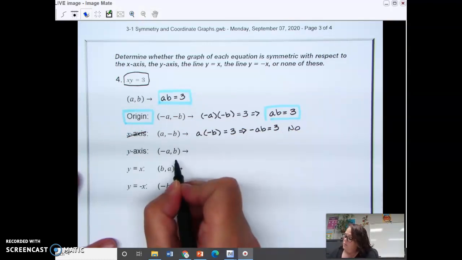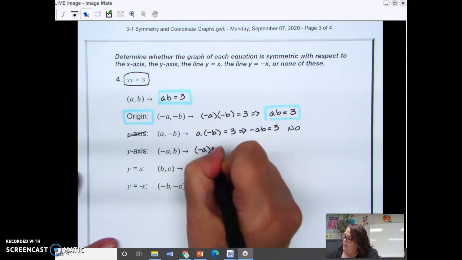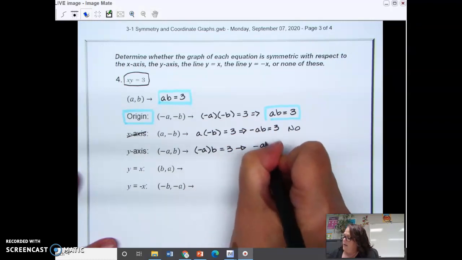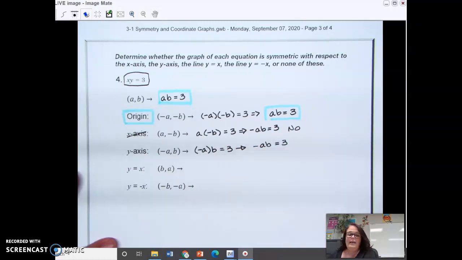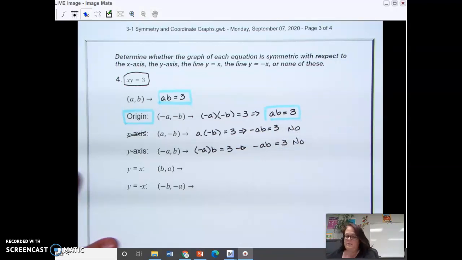Looking at the next one, if I substitute negative a for x and positive b for y, we would get the same equation, negative a times b equal to 3. And again, there's no way to multiply or manipulate that to get both sides to be positive. So that is a no. It's not going to be symmetric with respect to that line.